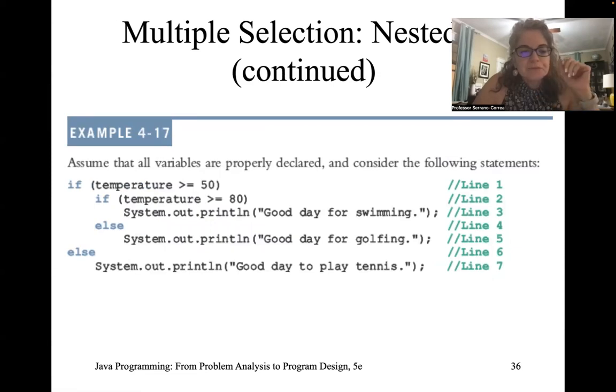Now, in this example, we have an if-else embedded in an if statement. So if the temperature is greater than or equal to 50, then it's going to check for this. Let's say that the temperature is 90. Is 90 greater than or equal to 50? Yes. So it goes here and asks, is 90 greater than or equal to 80? Yes. So then it says, good day for swimming. If the temperature is 70, 70 is greater than or equal to 50, but 70 is not greater than or equal to 80, so it would go to the else statement and print out good day for golfing.